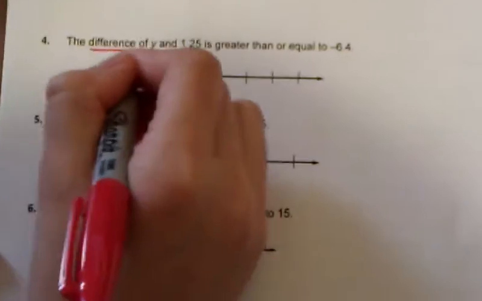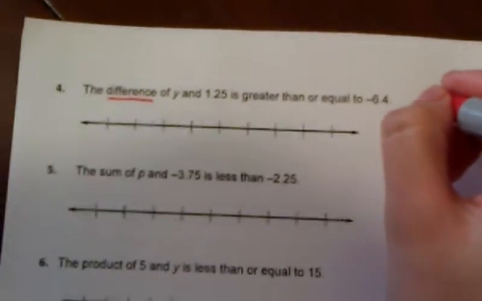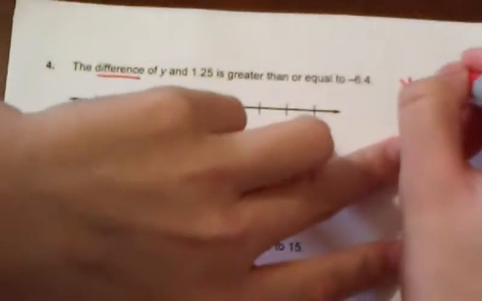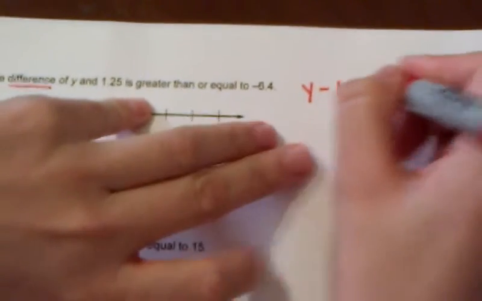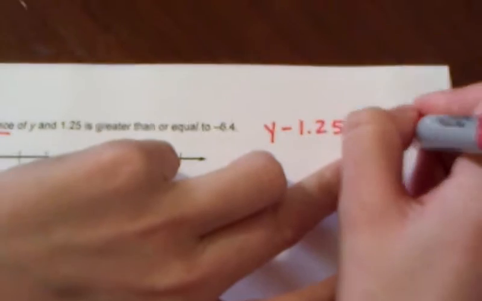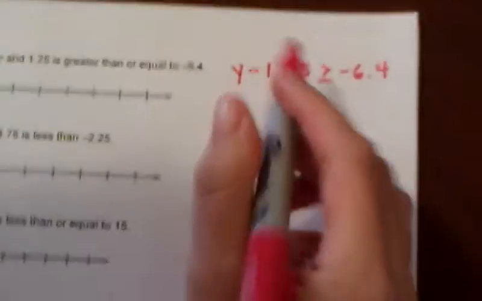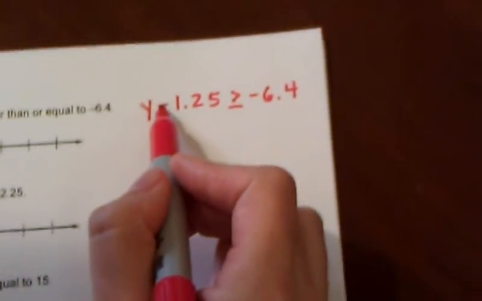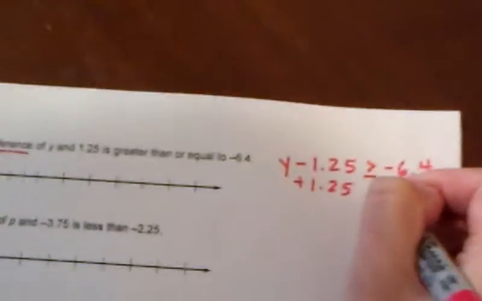Difference means subtraction. So we're going to set up our inequality using the operation of subtraction. Y minus 1.25 is greater than or equal to negative 6.4. Now that we have our inequality, we need to solve it using inverse operations. The inverse of subtraction is addition, so we're going to add 1.25 to both sides.